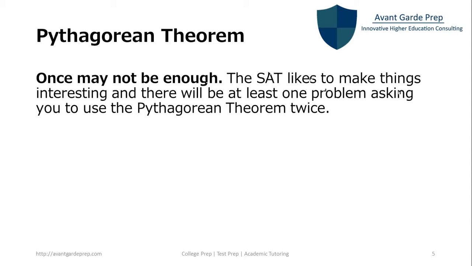Oftentimes, a problem will require you to use the Pythagorean theorem more than once. Again, make sure you set up the problem correctly. Make sure that your hypotenuse is the one that is the longest side across from the 90-degree angle.